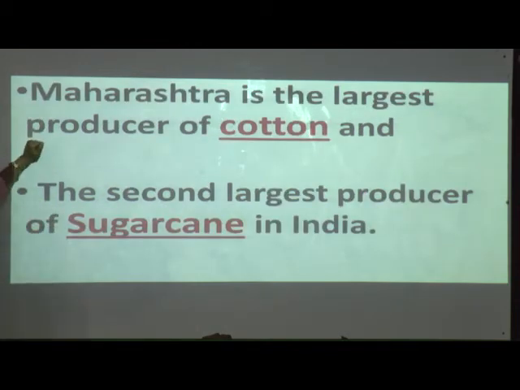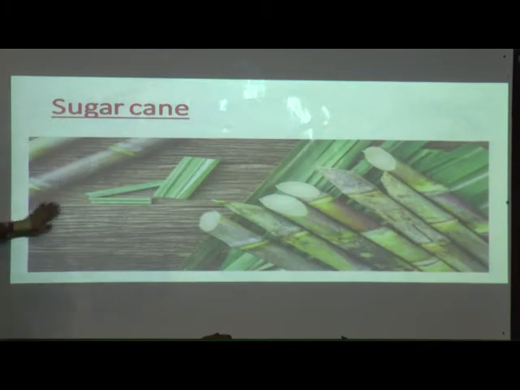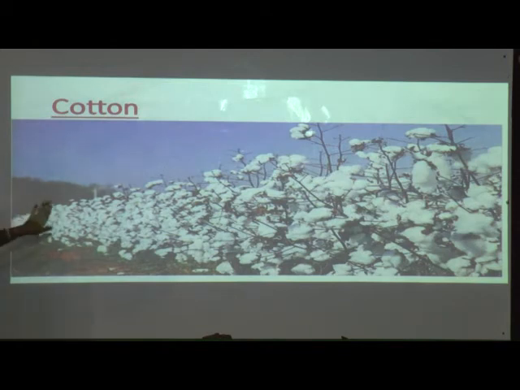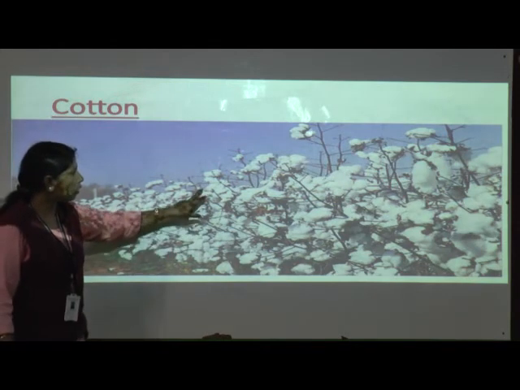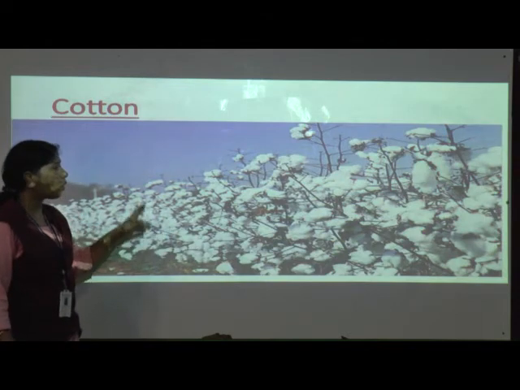Now Maharashtra is the largest producer of what? Any guesses? That is cotton. And what else? The second largest produce is sugarcane. Our Maharashtra produces more and more cotton and sugarcane. Can you see sugarcane? Your parents bring it home, no? You all drink sugarcane juice. This is sugarcane. And this is the cotton plant, where you can see white color. This is cotton growing on it.